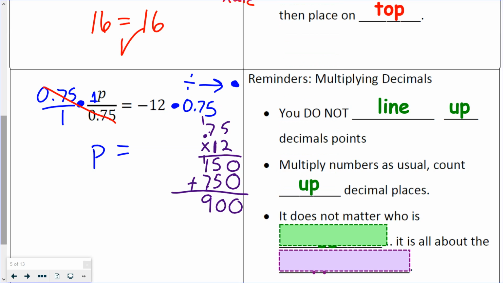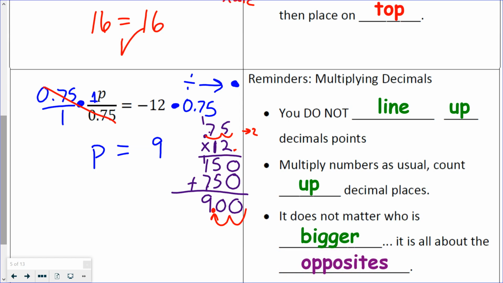Once we are done, we have to count up how many decimal place values we have, which is just 2. So in my answer, I move my decimal 2 times. Then we have to find out, is our answer positive or negative? Remember our integer man? And a lot of kids be like, ooh, well, 12 is bigger, and that's why it's negative. No, it's because of our integer man, and if we have opposite signs, we get a negative answer.